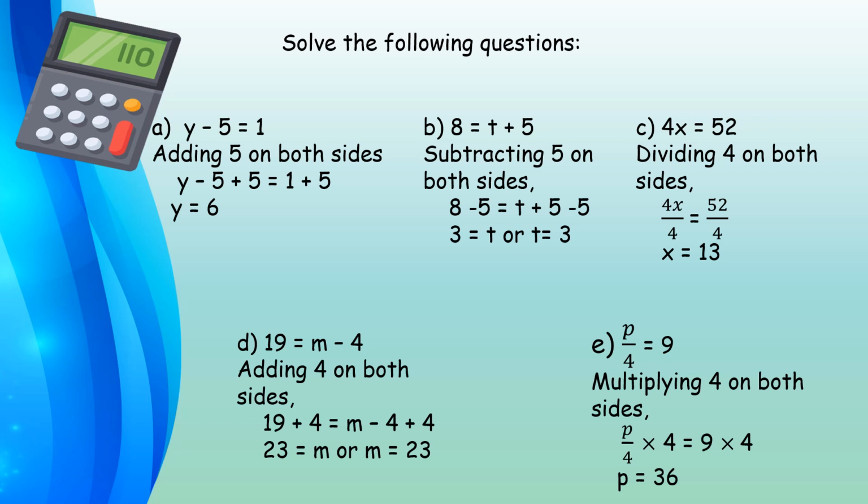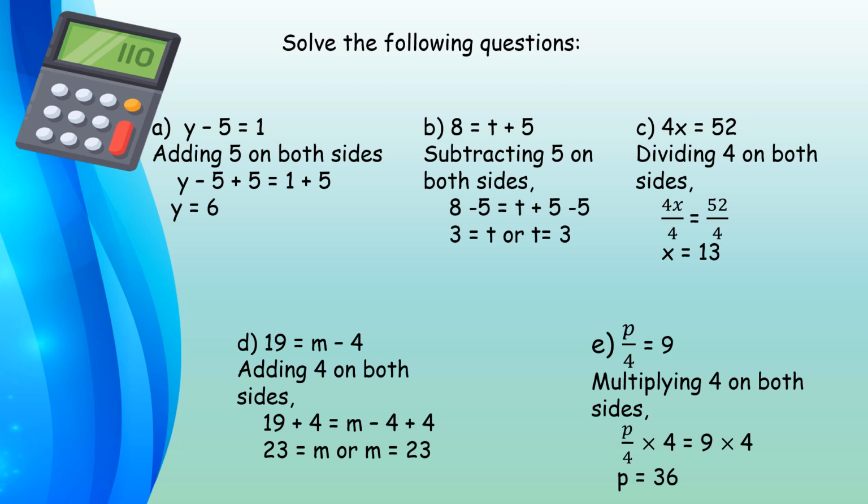So we cannot add t and 5. So we will just write the opposite of plus 5, that is minus 5. Minus 5 means subtracting 5 on both the sides. So 8 minus 5 equals t plus 5 minus 5. The answer is t equals 3. So the value of t is 3.